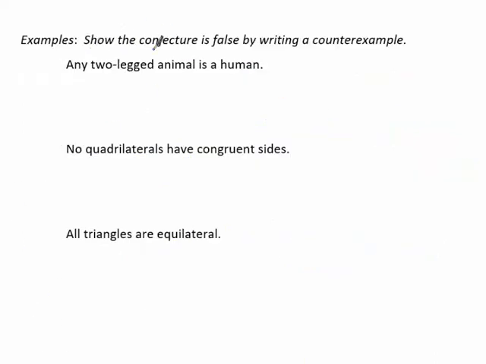We're going to show the conjecture is false by writing a counterexample. Remember, a counterexample is a specific case. First one, any two-legged animal is a human. So we want to think of a two-legged animal that is not a human. Often it's easier to think of this as an if-then statement before we write a counterexample. So remember how we do that. We look for the verb, is, the action word. That's where we split the sentence.